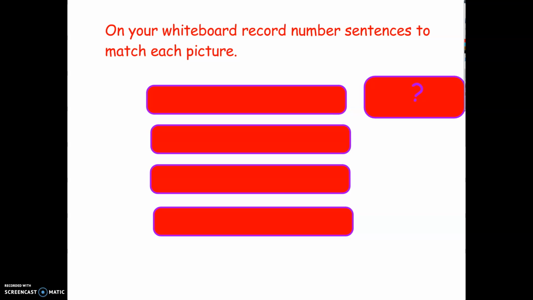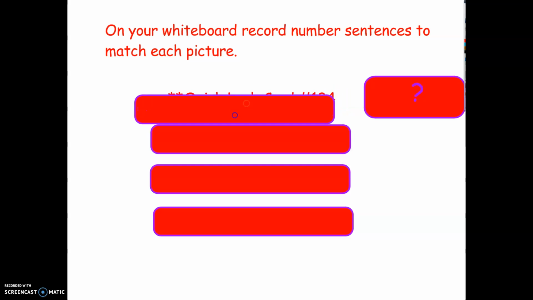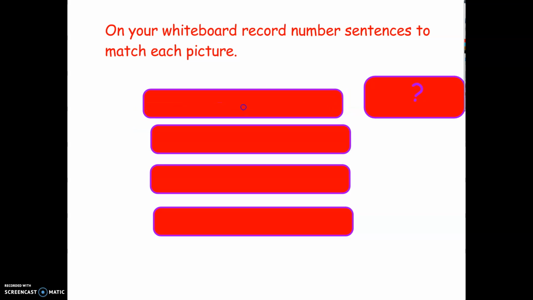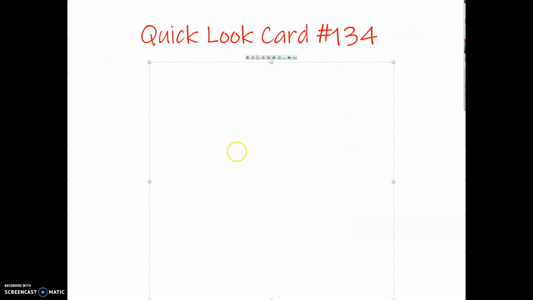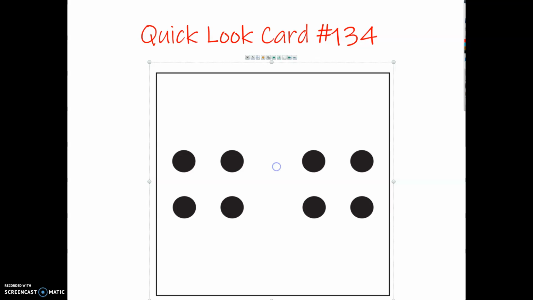So, on your whiteboard, we're going to go back to those dots, and what we're going to do is work on writing some number sentences that would fit. And I will keep them up this time. So, number sentences that I could use for this quick look card.